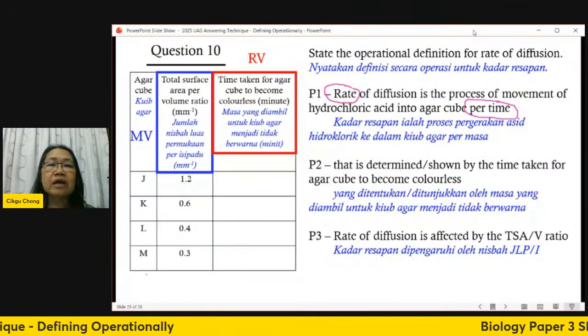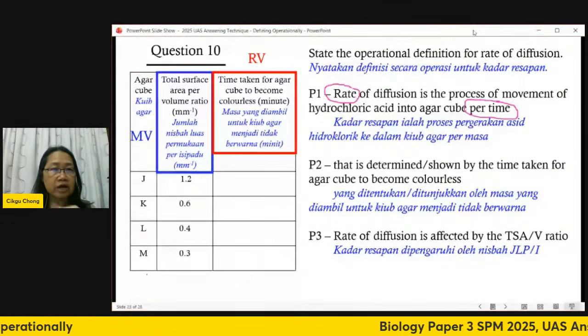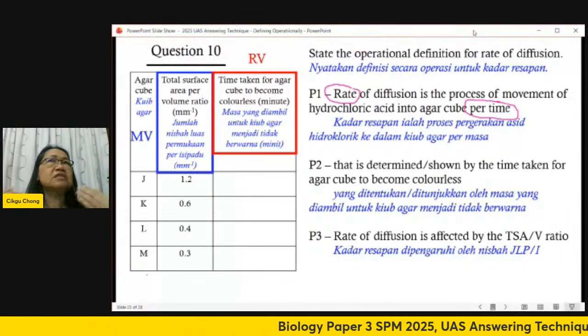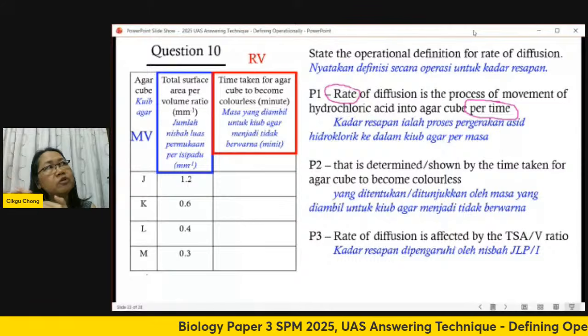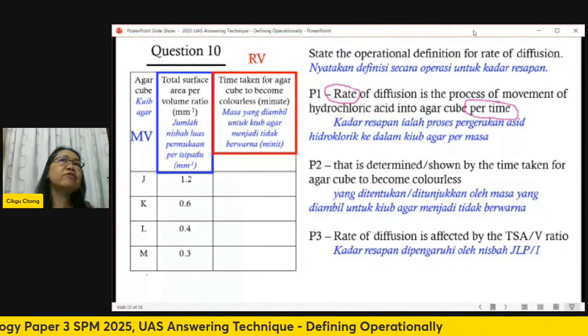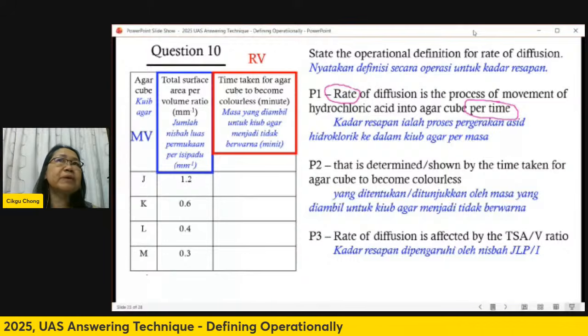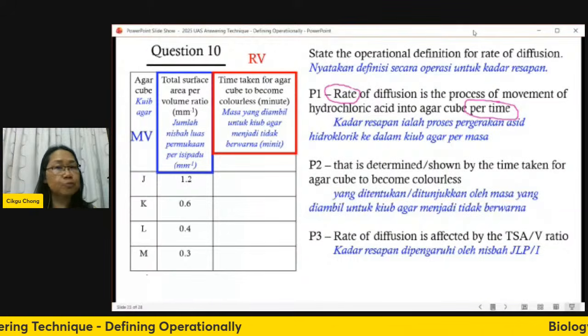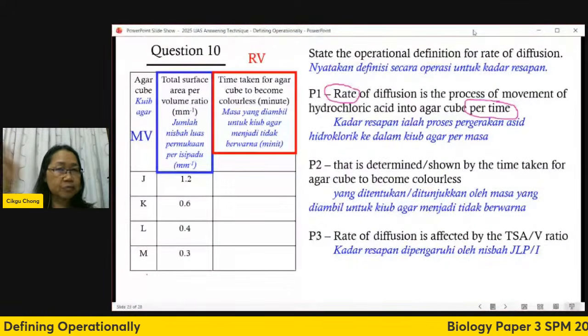So now I've given you 10 questions. Go and analyze them and see what you need to write for P1, P2. Remember the basic rule here: if the plant or the specimen is given, you have to put it inside your answer.